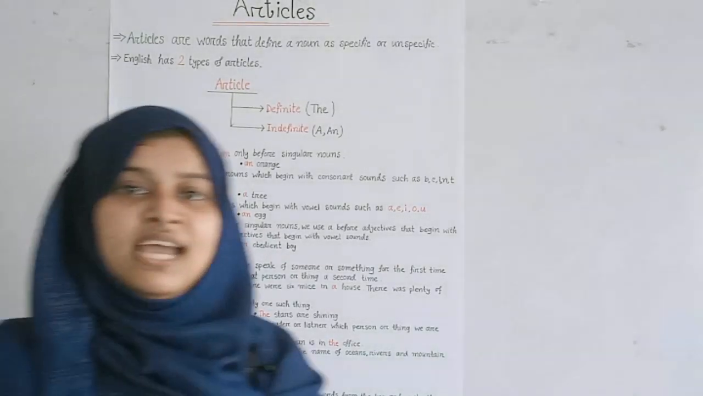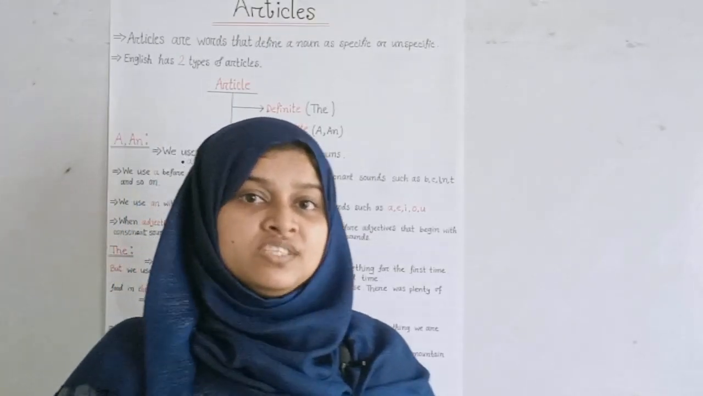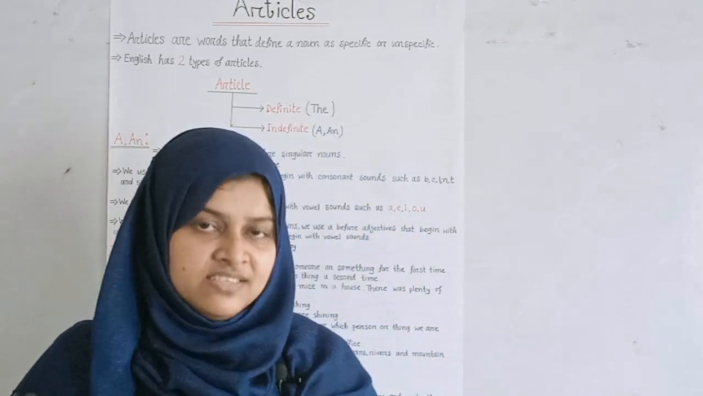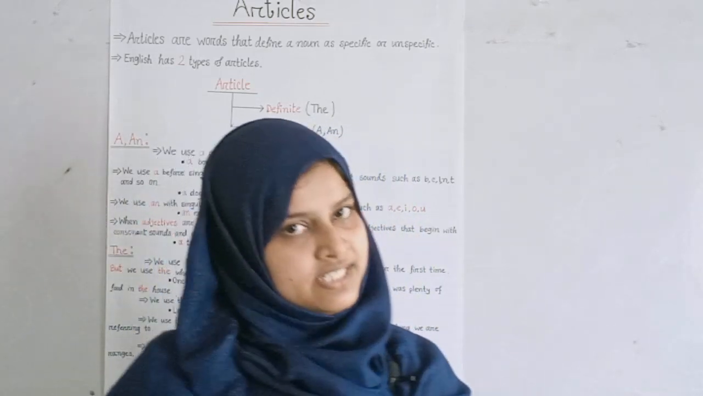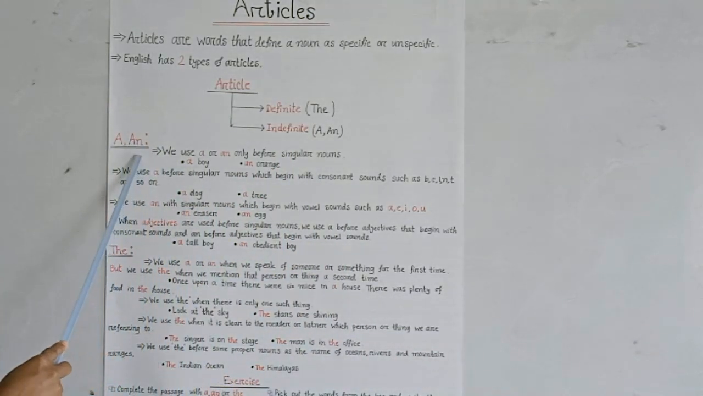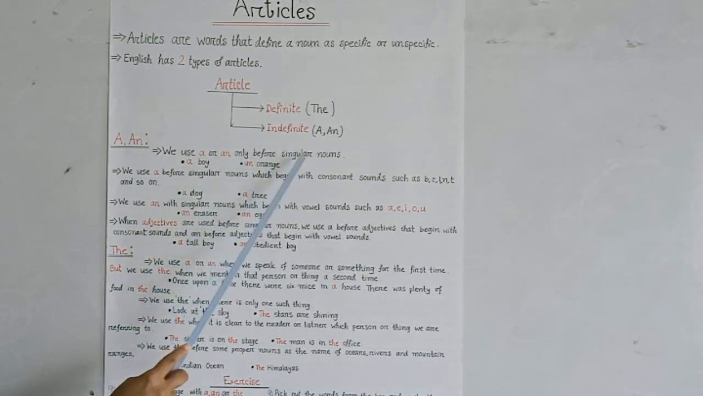Dear students, as you are students of class 3, I am going to discuss from your New Engine Grammar book, that means the basic rules of articles. Let's start with a and an. First one, we use a or an only before singular nouns.